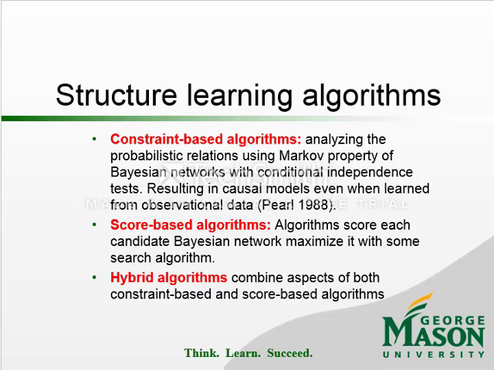The resulting models are often interpreted as causal models, even when they are learned from observational data, as stated by Pearl in 1988. While the score-based algorithms assign a score to each candidate Bayesian network and try to maximize it by some search algorithm. Greedy search algorithms such as hill climbing and tabu search are a common choice, but almost any kind of search procedure can be used. Finally, the hybrid algorithms combine both the constraint-based approach to reduce the search space and the score-based approach to choose the optimal network.